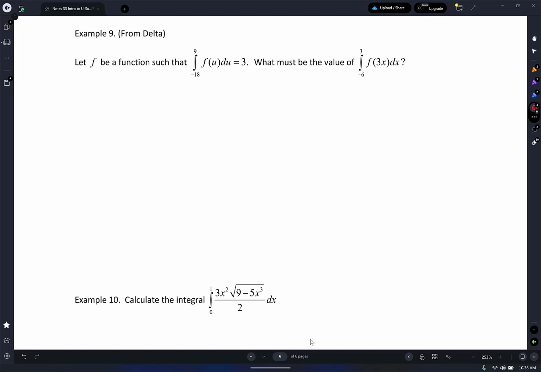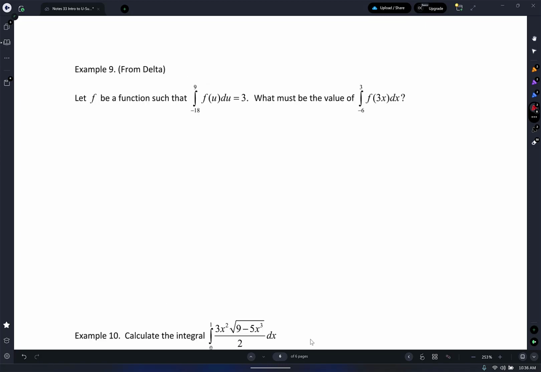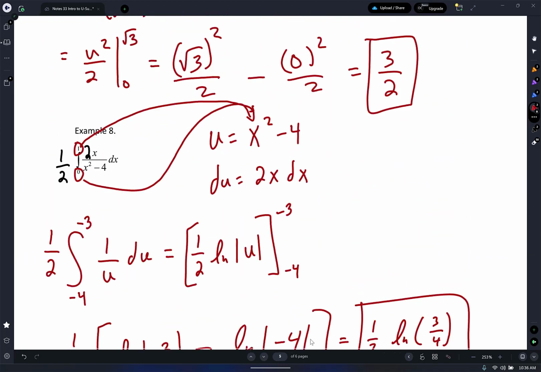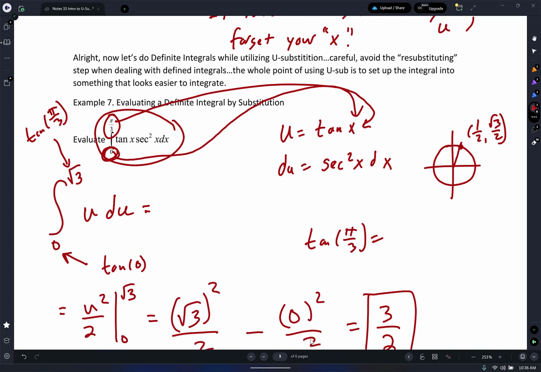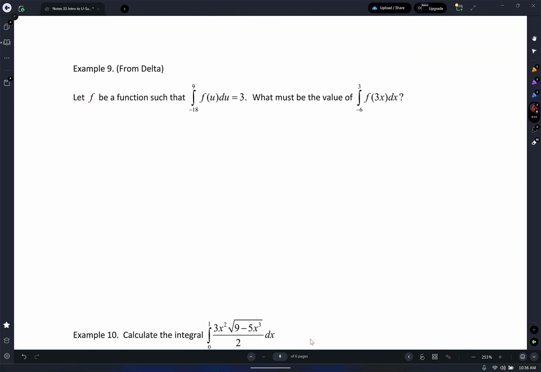Just don't become a robot, because delta does a lot of... Okay, I'm not hating on delta, guys, because I love delta overall. But delta likes to solve for dx. And sometimes I don't like how they have x's and u's, and then they cancel out the x's, and I'm not a fan of it. But if you think it's easier that way, then that's fine.